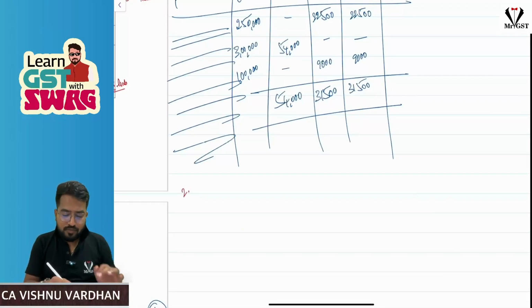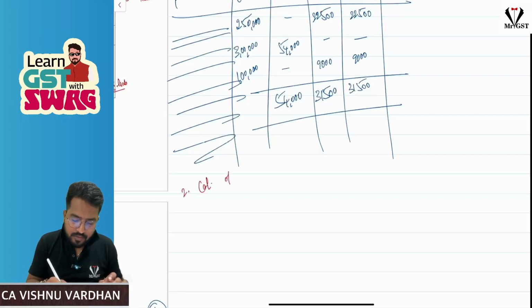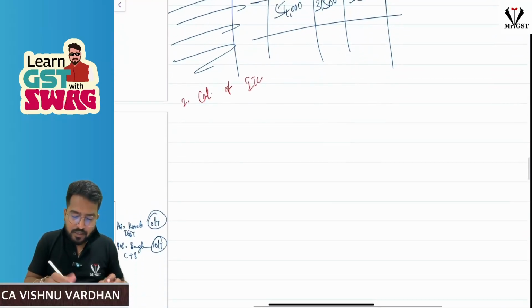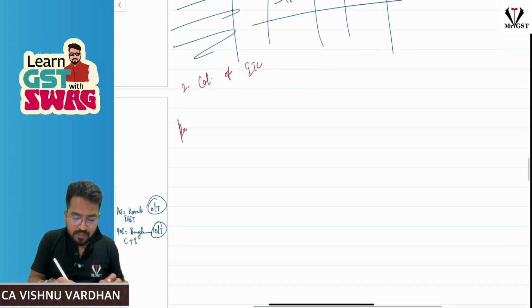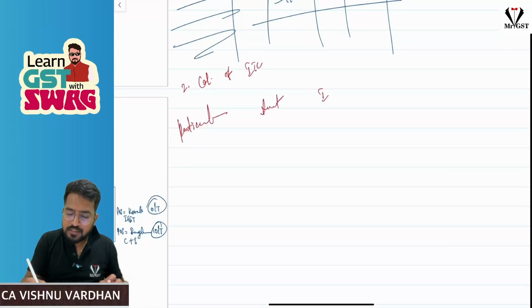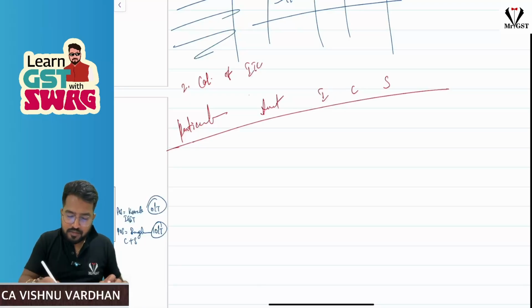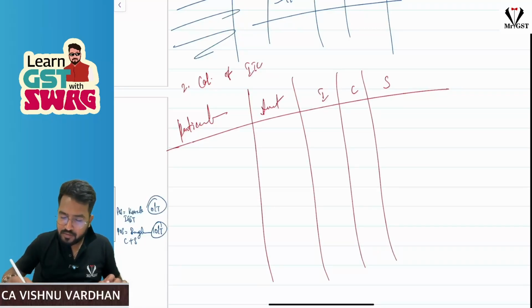Okay. Now our next step: the first step is calculation of output tax, the second step is calculation of input tax, the third step is set off. Calculation of ITC. Again, what is the format? Sir, particulars, amount, IGST, CGST, SGST. So this will be the format.